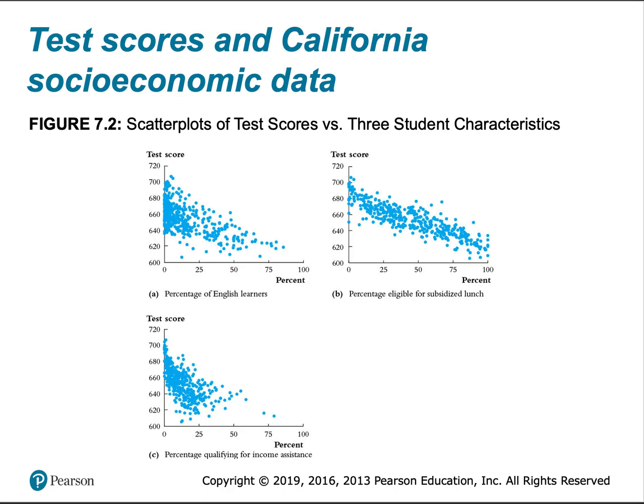So let's look at the data. It's important to look at the data before you estimate any relationships. We're looking at scatter plots of test scores versus 3 student characteristics. In A, we have test score on the y-axis and percent of English learners on the x-axis. In B, we have test score on the y-axis and percent eligible for subsidized lunch on the x-axis. In C, we have test score on the y-axis and percentage qualifying for income assistance on the x-axis. And you can see that there is an inverse relationship for each of these comparisons.